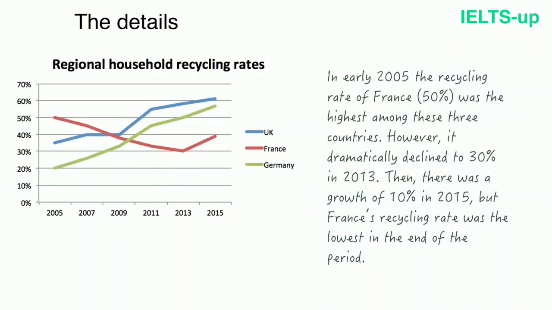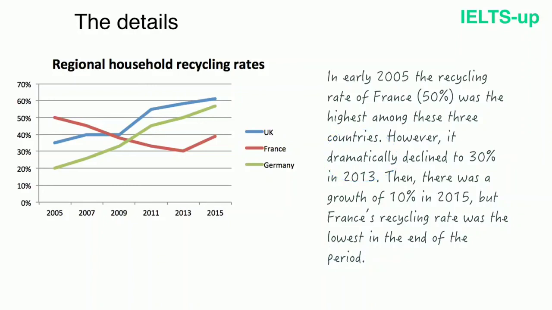Again, I describe France's rate in the beginning of the period, in the end of the period, and in some important points. In early 2005, the recycling rate of France, 50%, was the highest among the three countries. However, it dramatically declined to 30% in 2013. Then, there was a growth of 10% in 2015, but France's recycling rate was the lowest in the end of the period. As you see, I use the superlatives and adjective dramatically to highlight the big change.